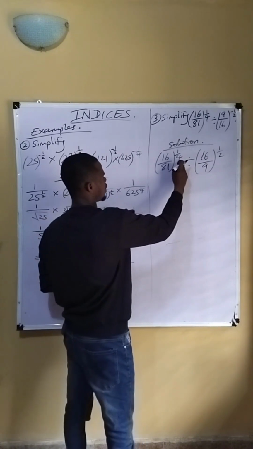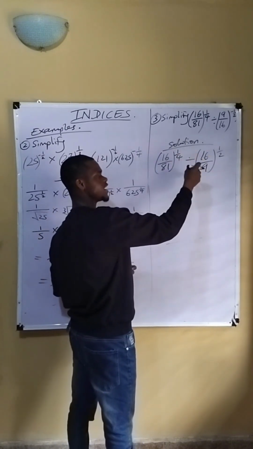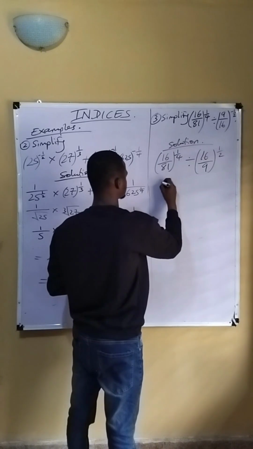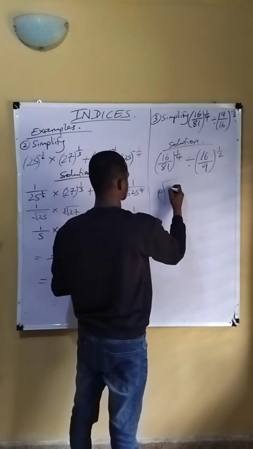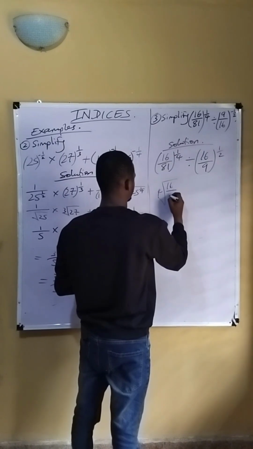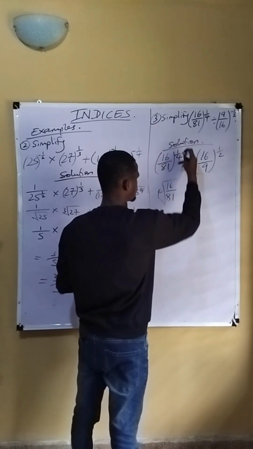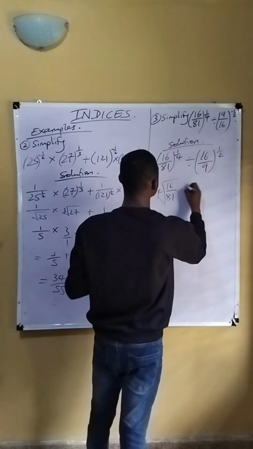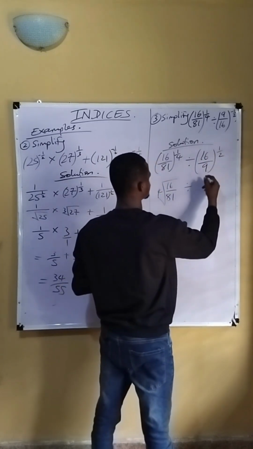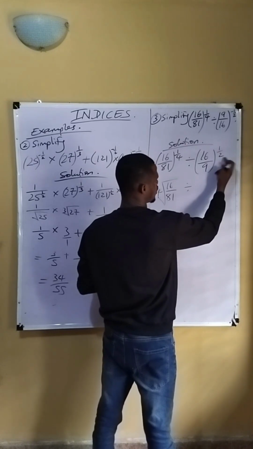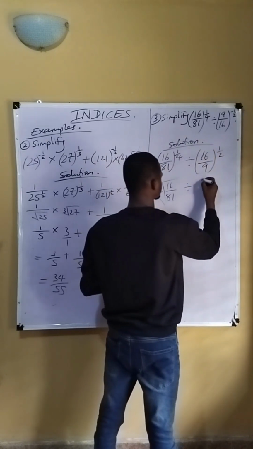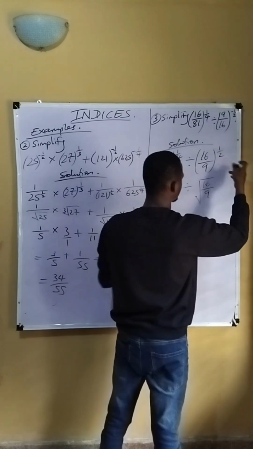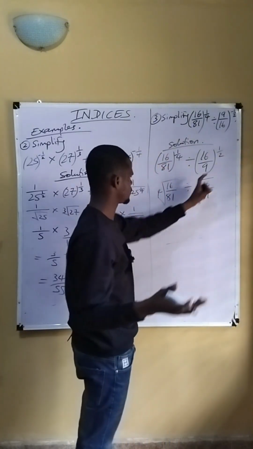Now, since the denominator is 4, we are going to find the fourth root of the fraction. We are going to have what? Fourth root of 16 all over 81 all raised to the power of 1, because the numerator is 1. And anything raised to power 1 is that thing. We leave it like that. Divide by, what about this? This one gives us what? Since the denominator is 2, we are going to have the square root of the fraction. Square root of 16 all over 9 all raised to the power of 1. And anything raised to power 1 is still the same thing. We leave it like this.